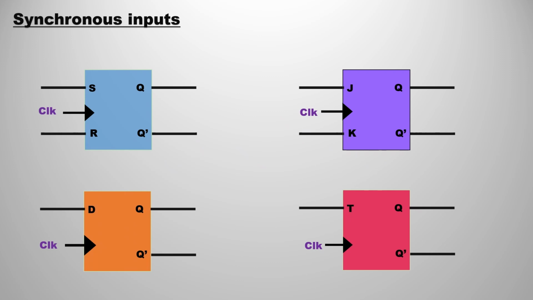In the previous videos we have already discussed SR, JK, D, and T flip-flops. So we have a clock, we already know about that. These are all inputs. If you observe the first one, SR, those two are known as synchronous inputs, and the remaining one is the clock, we already know about that. So all of these are known as synchronous inputs.